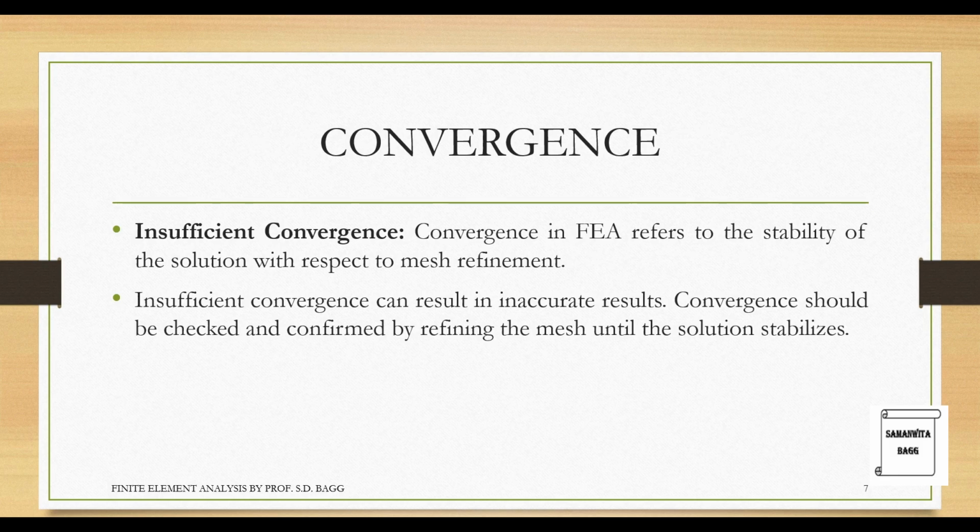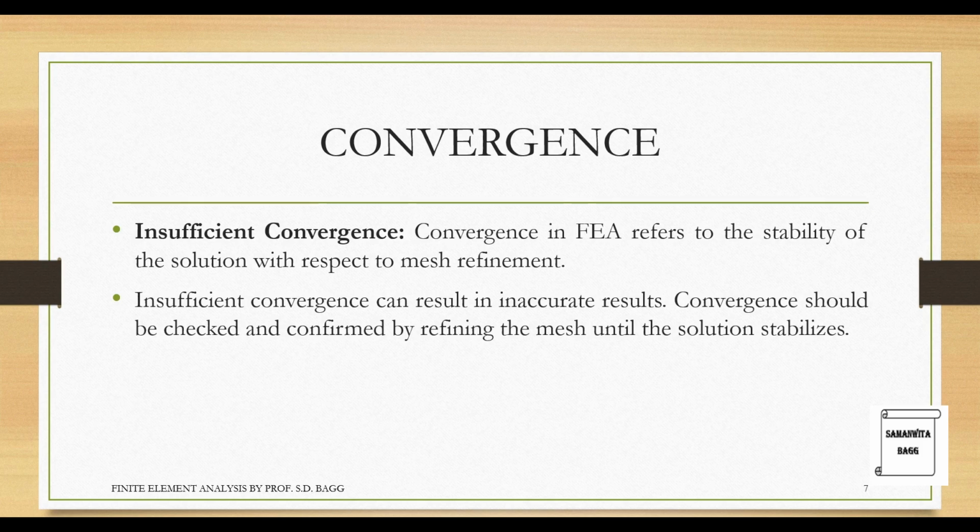The next reason for error is convergence. Convergence in FEA refers to the stability of the solution with respect to mesh refinement. We will be discussing in detail about convergence in the upcoming session. Convergence basically means, suppose you are discussing a step bar and you want to calculate its deformation, you can calculate it by using the strength of materials formula. That is called the exact method.